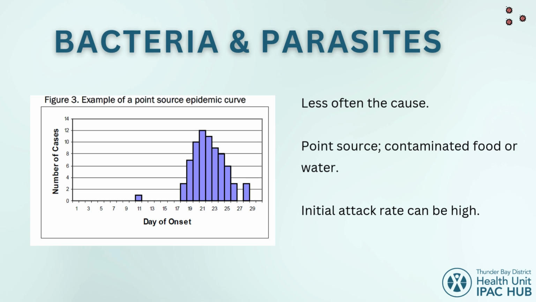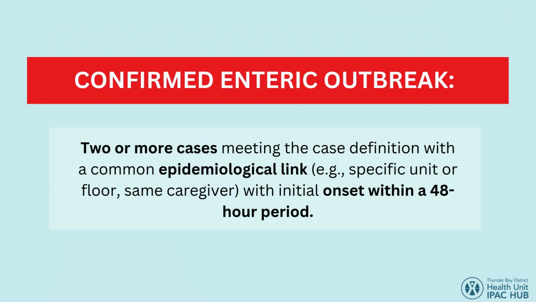Bacteria and parasites are less often the cause of outbreaks, but they can still occur. Some bacterial pathogens, such as Shigella, verotoxin-producing E. coli, and Salmonella typhi, require special considerations. Bacteria and parasites are usually contracted from contaminated sources, such as unwashed produce or unprocessed water, rather than from other people. Their initial attack rate may be higher, but the transmission between person to person is less common, leading to greater success in controlling the outbreak.